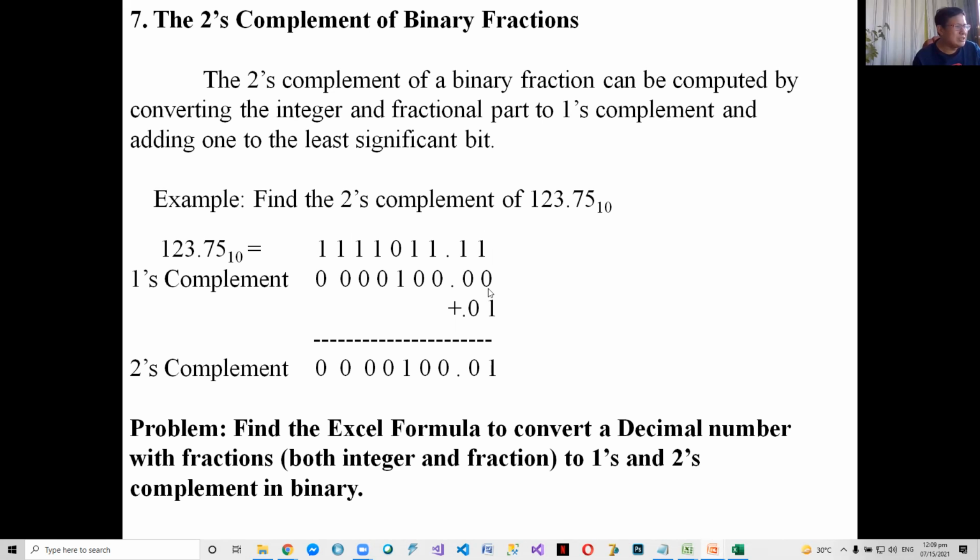So we add 1. So this is the 1's complement. We convert into 1's complement and add 1. This becomes 0, 0, 0, 1, 0, 0, 0.01. Okay? Do you follow? That's the 2's complement of 123.75. Okay? You can reverse this, no? And find out that it's really the negative of 123.75. Okay?